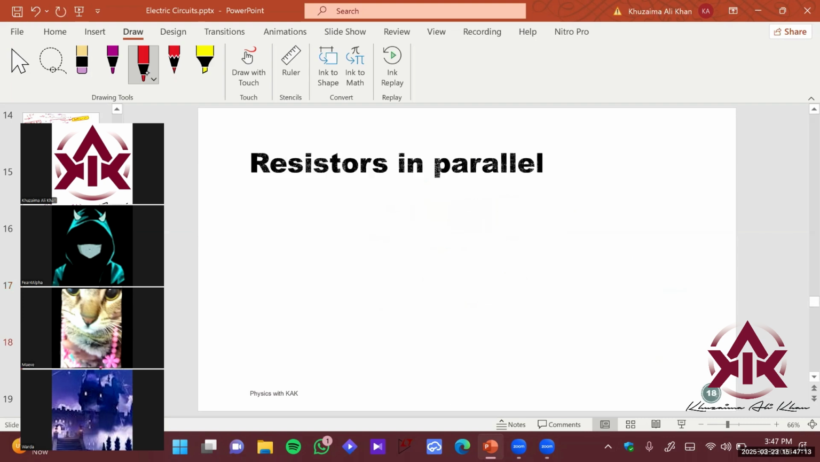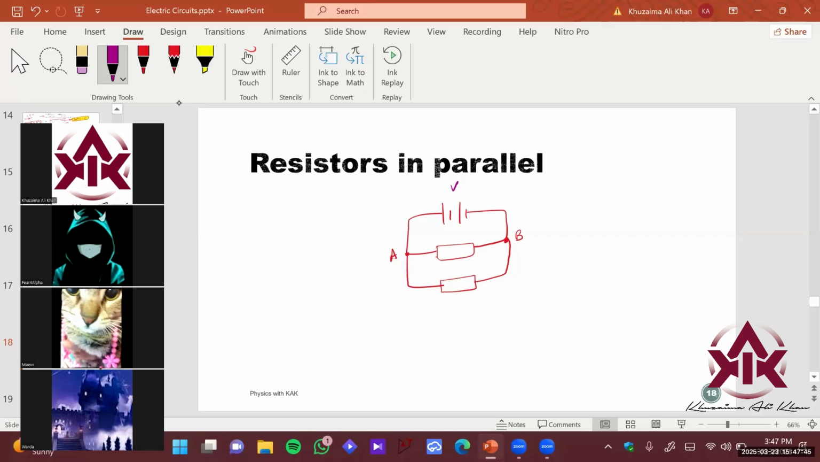Now let's start resistors in parallel. I hope that was clear. If you have questions, you can raise your hand and ask. So now we have resistors in a parallel circuit. We have this battery here, we have R1 here, and then we have R2 here. This is point A, this is point B, and this is the battery which has EMF V.